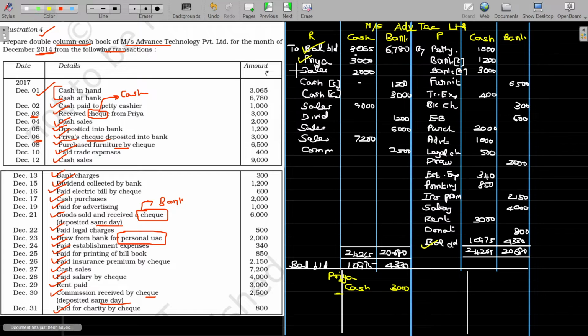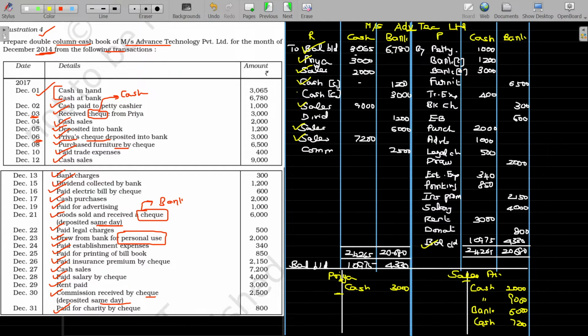Now we'll go for the sales account. So I open the sales account also. In sales account, credit side, by cash, 2,000 rupees. I just pick only the sales. Again, we have the sales at rupees 9,000, the same cash. Another sale through bank, value being 6,000. Another sale, cash, value being 7,200. So I have completed the posting of sales.